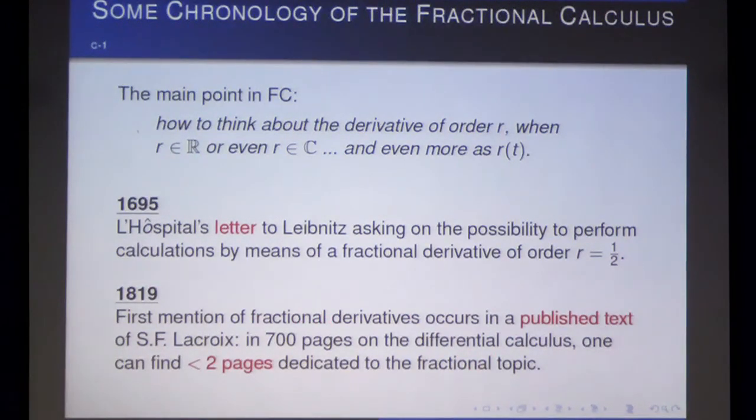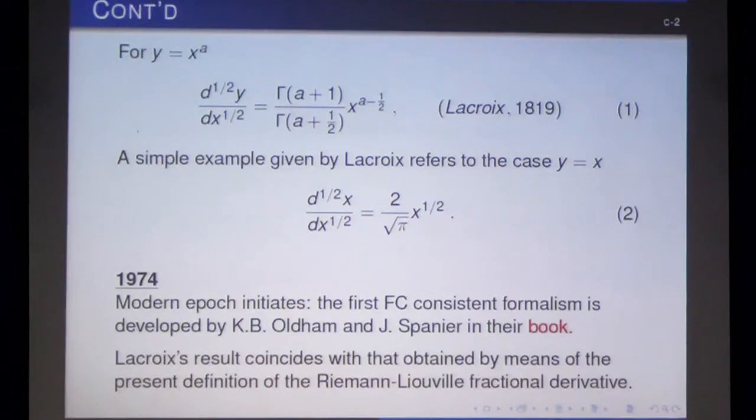It's a treatise, a textbook of Lacroix. If you are interested, the first two volumes are on the internet, but these two pages regarding the fractional derivatives are in the third volume, and the third volume is not on the internet. In those two pages, Lacroix proposed a result for the half derivative. The half derivative, according to him, is practically this x to 1/2 with this constant in front.